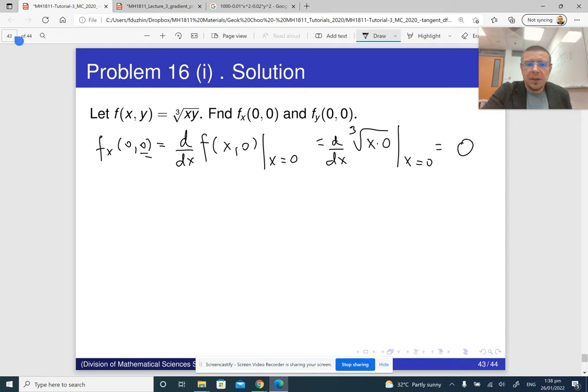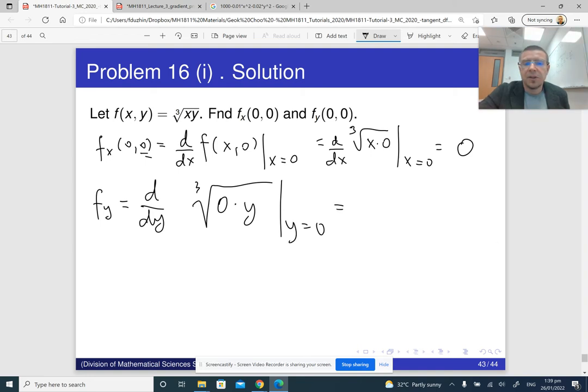And same for y, I guess. For fy, we now differentiate with respect to y, and we take our function, the cube root of xy, and replace x with 0. And then in the end we let y be 0, but it's still just the derivative of 0, and it's still just 0. Okay, so the first part is easy.